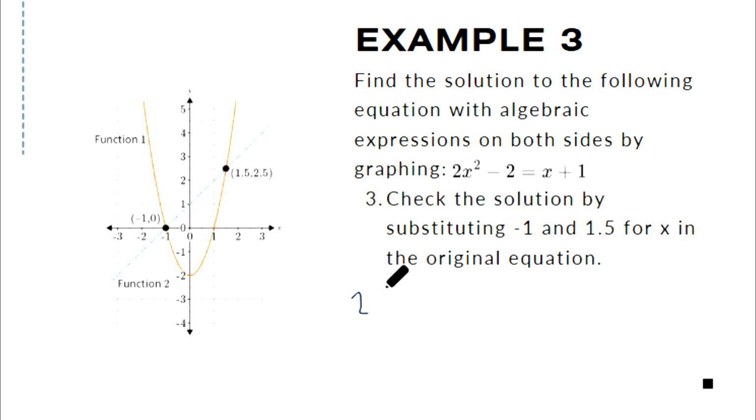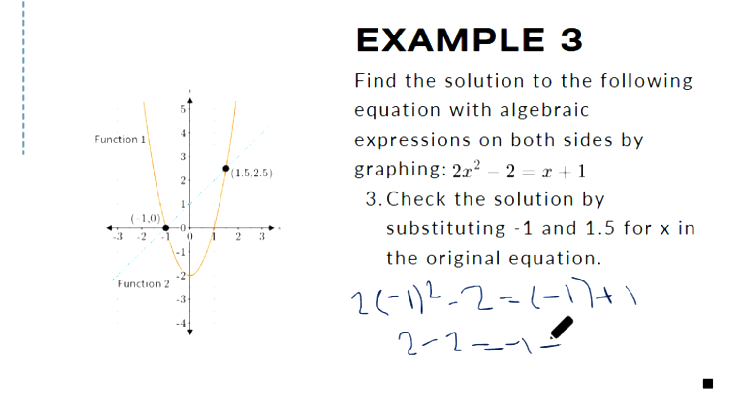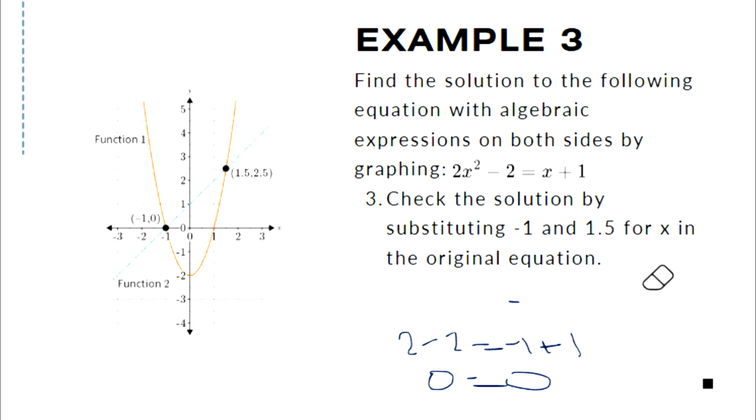So 2 times negative 1 squared minus 2 equals negative 1 plus 1. Okay? Negative 1 times negative 1 is positive 1. 2 times 1 is 2. 2 minus 2 is equal to negative 1 plus 1. And guess what? That's 0 and 0. So that first one is a go. That is a Jolly Roger win.